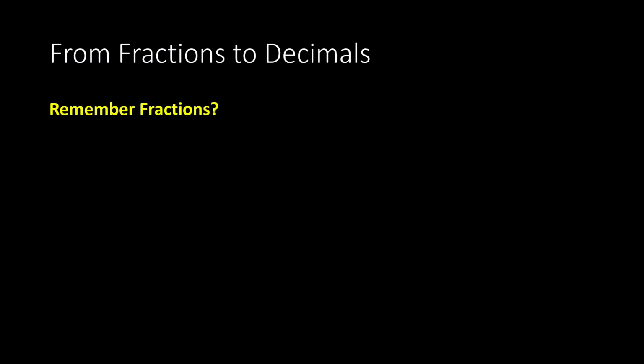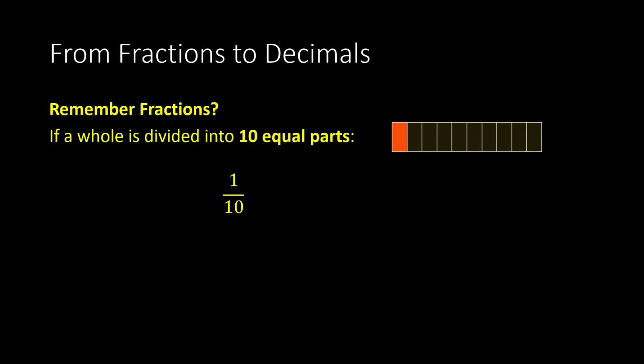We already know what 1/10 means, 1 out of 10 equal parts. So if a whole is divided into 10 equal parts, 1/10 will look like this. We can write exactly the same quantity as a decimal. So 1 over 10 is 1/10, and this can also be written as 0.1 as a decimal.